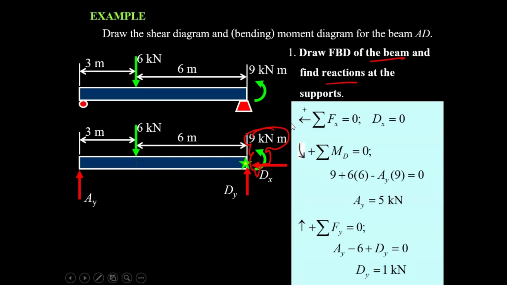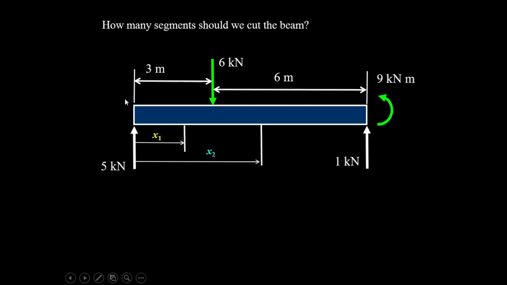Then you have to consider, since the beam is separated into 2 portions, you have to select the coordinate x1 and coordinate x2. And you have to know that coordinate x1 starts from the left to the right. Our x-axis is like this one. This is 0 meter. This is 3 meter. This is 9 meter. Following the reference x coordinate.